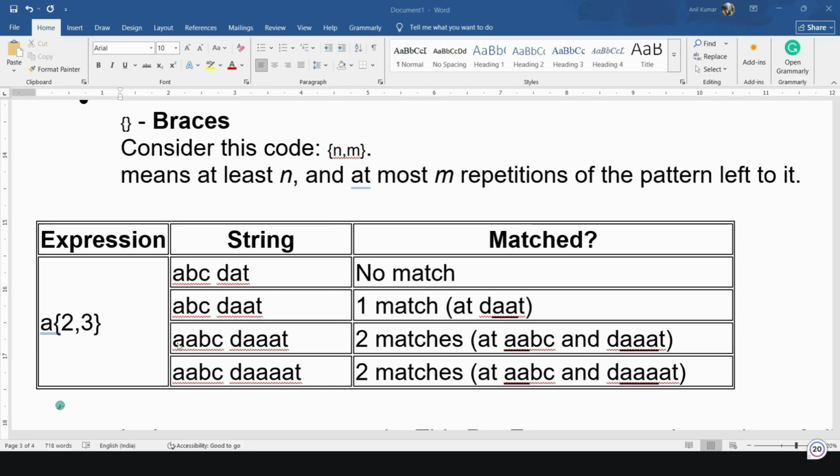Coming to this third example where I'm writing aabc, 2 consecutive a's are present, so it is matching. Here again, 3 a's are present, so maximum 3 is possible. So this is also matching, 2 times here: here 2 a's, here 3 a's. Coming to this last one, again we have 2 a's matching here, one match. Here, though there are 4 occurrences, I can consider maximum 3 among them, and that is also matching. So 2 matches have been found here.